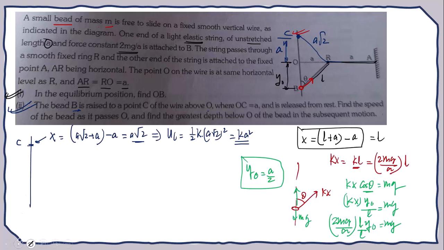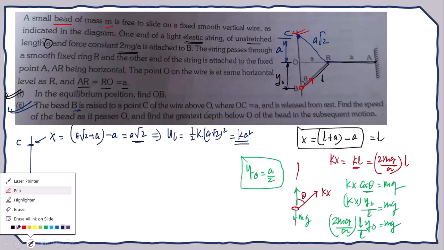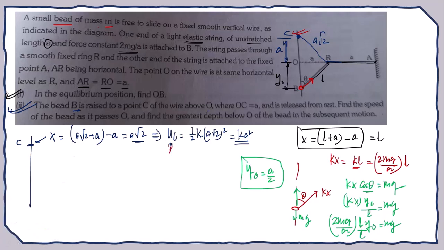Now ultimately it is being released, so the initial kinetic energy at that particular position is also 0, because it is given that it is released. So I got the information about the initial potential energy and the initial kinetic energy. Now after releasing from point C, the bead is moving towards the point O. And once the bead is at point O, what is the total length of the string? That is A plus A, so the total length is 2A. So x becomes A plus A minus A, which is simply A.